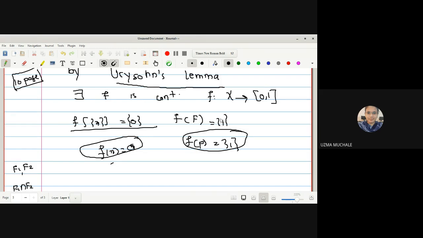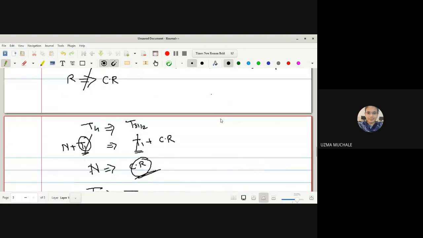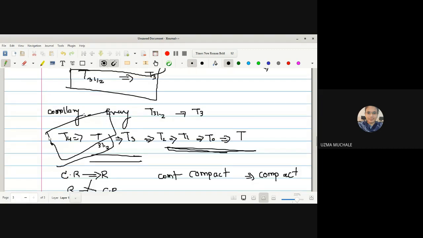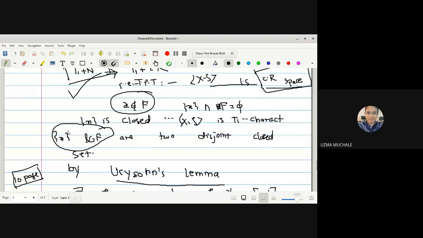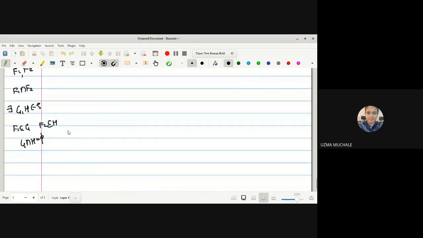And with the help of that, we come across the thing that every T4 is a T3 half space. And hence we apply our implication that every T4 is T3 half, every T3 half is T3, T3 is T2, T2 is T1, T1 is T0, and T0 is T space. Okay, so T space is the largest among them, and this will be the smallest. Correct, no? Yes, ma'am. Because T4 has extra conditions. As the conditions increase, the set becomes smaller and smaller.